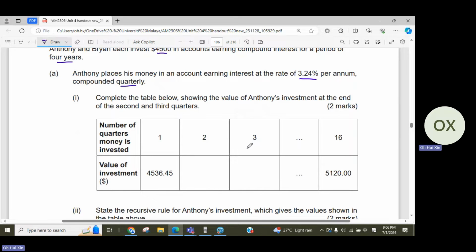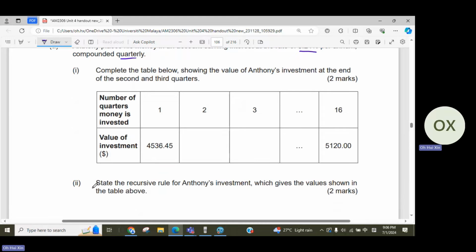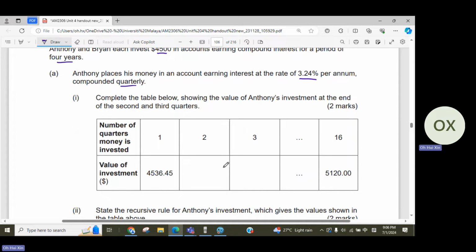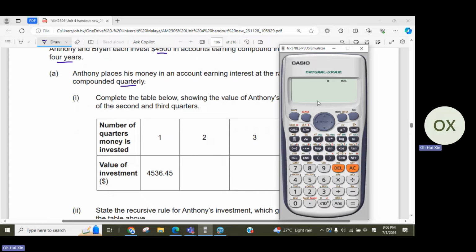Okay, so for this question, because the question didn't ask for the recursive rule first, of course, you can answer the recursive rule question first, then generate the sequence in the calculator and then answer part 1. That's all fine. It all depends on your preference. Okay, so in this case, if you are going to do the question according to the sequence, then from the first year to the second year, it's earning the interest rate, but this is the yearly one, so we need to change it to quarterly first, right?